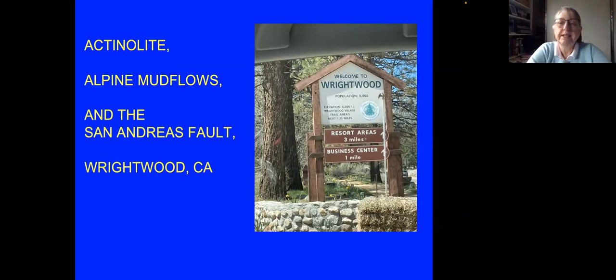So when you come into town, this is your welcome to Wrightwood sign. Please note that you're at an elevation of about 6,000 feet. And when it says resort area is 3 miles, that's the ski resorts, and they're important to the story. And business center, 1 mile, that's downtown. And it's not much of a business center if you're used to a big city, but it's a cool little town.